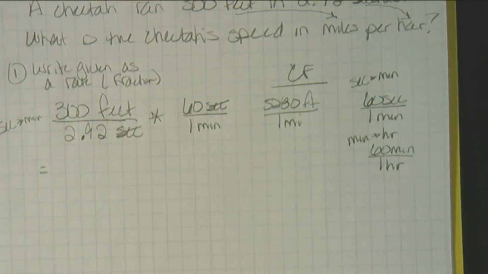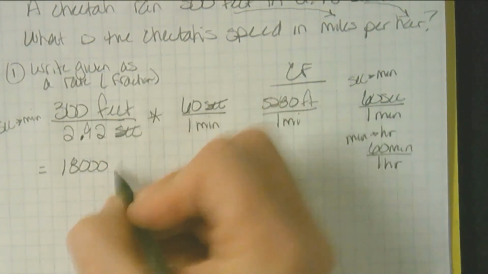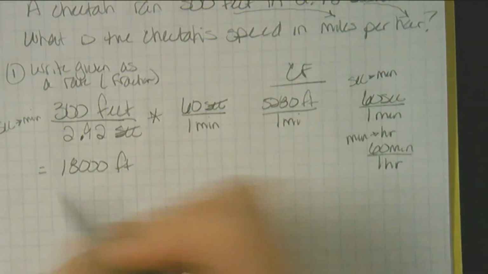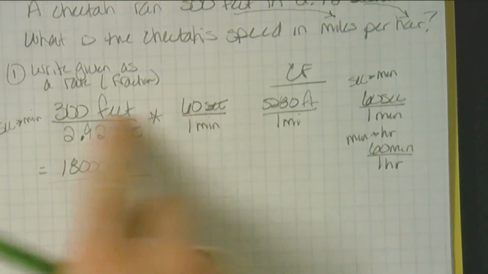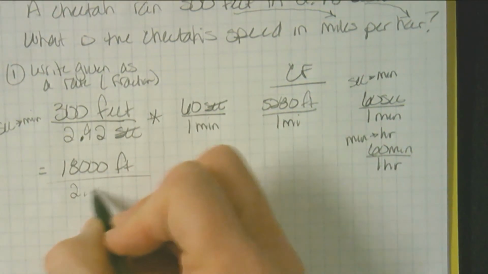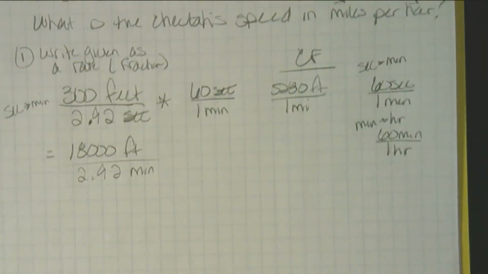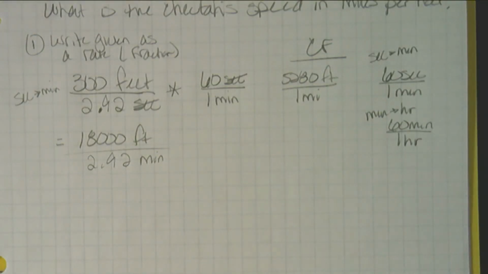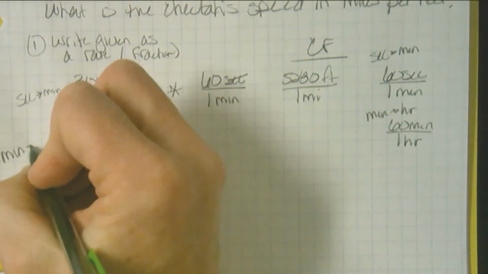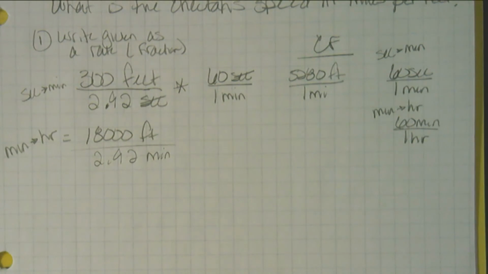All right, go ahead and do that math. Let's come up with our new given. So multiply your numerators. So I end up with 18,000. My units on that is feet. I multiplied my numerators. Then I multiply my denominators. So that's going to end up being 2.92 minutes. So I now change my seconds to minutes. Well, let's finish our time by changing from our minutes to hours. Somebody tell me what to do from here.